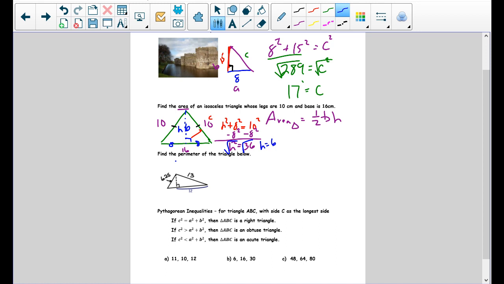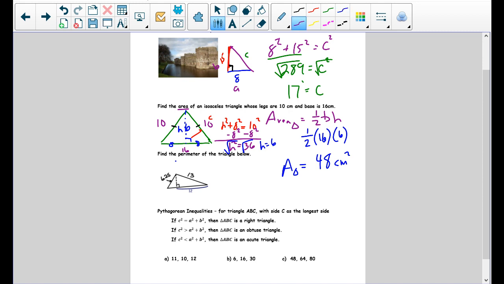So then I can find my area, saying 1/2 base of the original triangle, 16, height is 6. So half of 16 is 8. 8 times 6 is 48. So it's 48 centimeters squared is my area. So the area of that triangle is 48 centimeters squared.